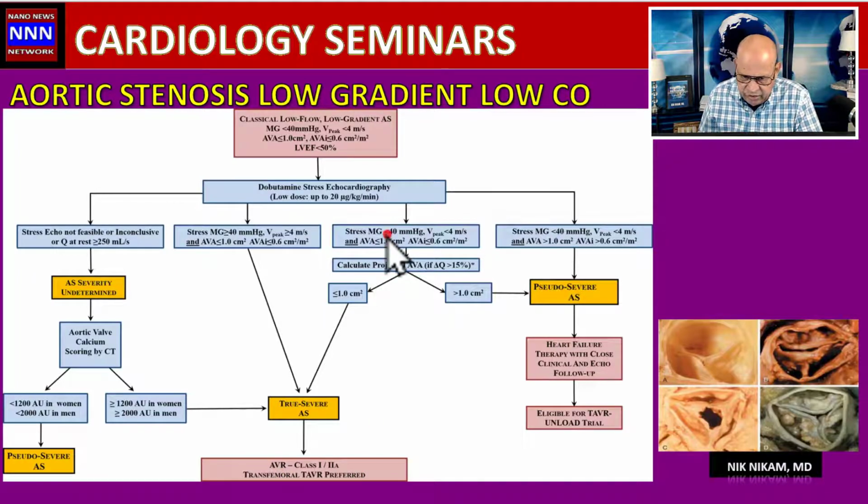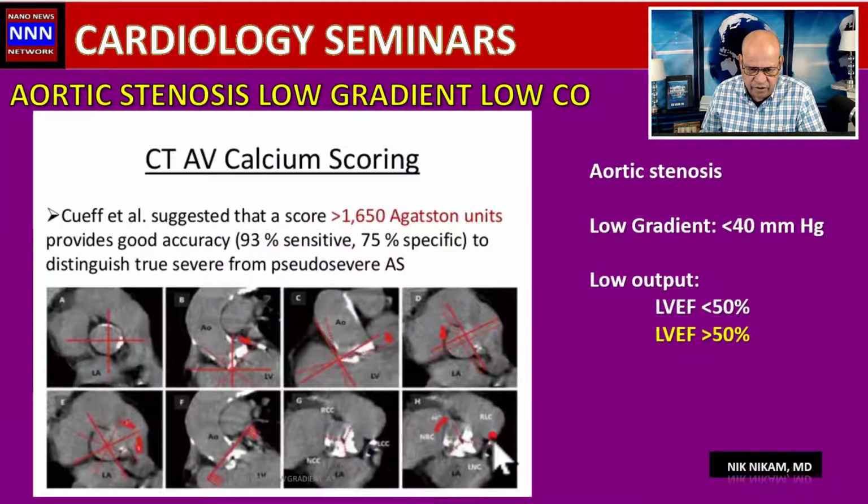If the stress gradient is less than 40 and less than 4 meters per second, aortic valve area is less than 0.6, and if you are not sure, then we measure the aortic valve area. If it's less than 1 centimeter, you go for valve replacement. If it's greater than 1 centimeter, of course, pseudo-aortic stenosis, and you follow this pathway. So it kind of helps us to triage these patients.